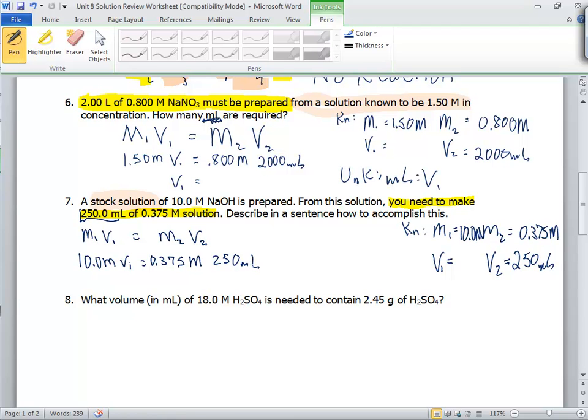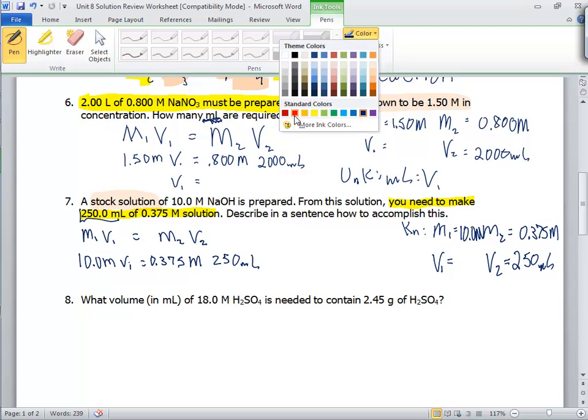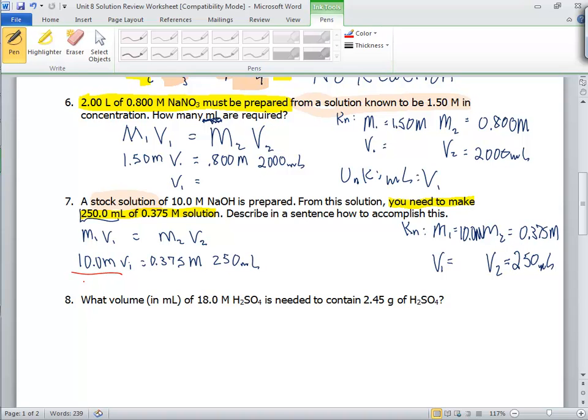Now, did I check here to see? Yes, it doesn't specify what our volume needs to be in, so milliliters is going to work just fine. So we're going to solve this problem by dividing both sides of the equation by 10 moles per liter. This cancels out, leaving us with V1 equals, and you're going to solve that and get the correct answer for the problem.